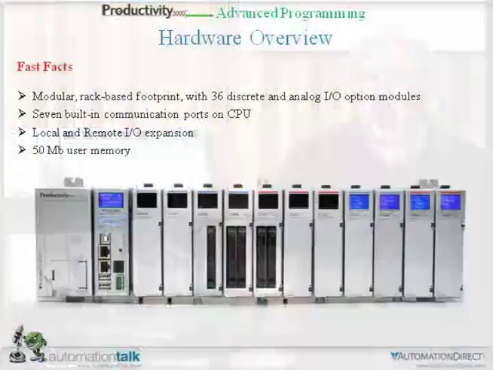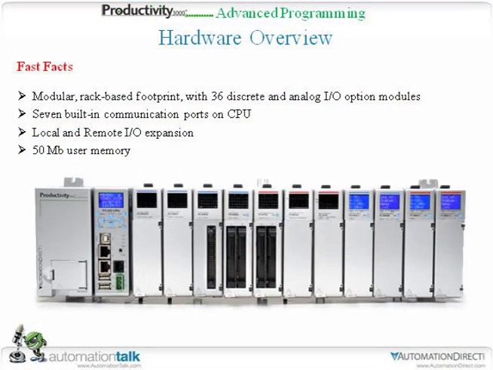Let's talk a little bit about the hardware real quick. There's one CPU, a P3-550. We have the option of 4 different I/O racks, so we can do 3, 5, 8, and 11 slots. We also have the 7 built-in communication ports, local and remote I/O capability, and one of the nice features within the P3000 is the built-in 50 megabyte memory, which allows the end user to not only put their project in there, but also all your documentation, your run comments and nicknames.